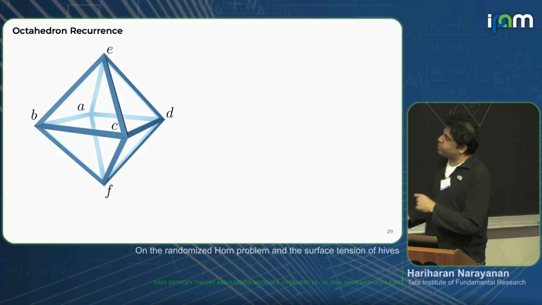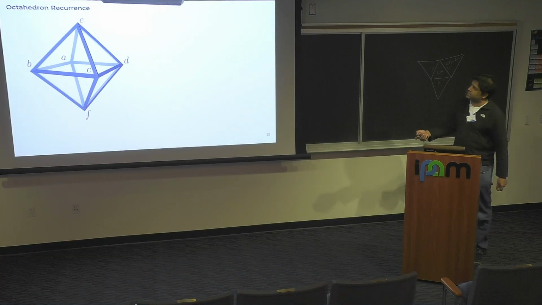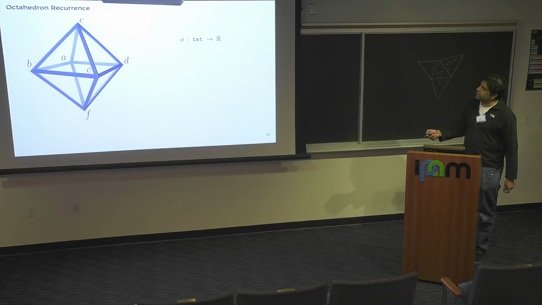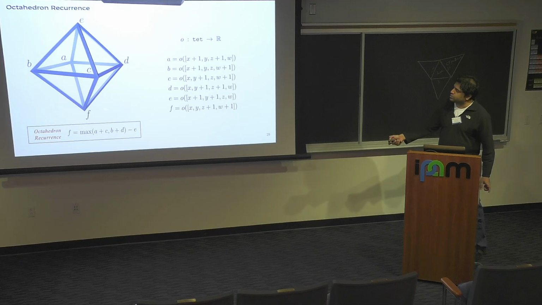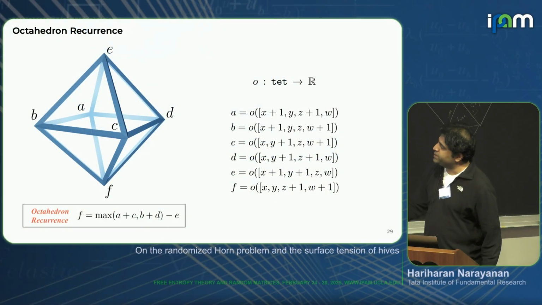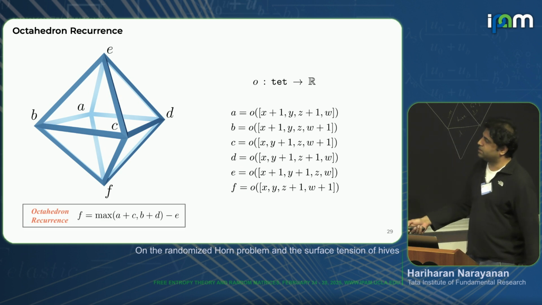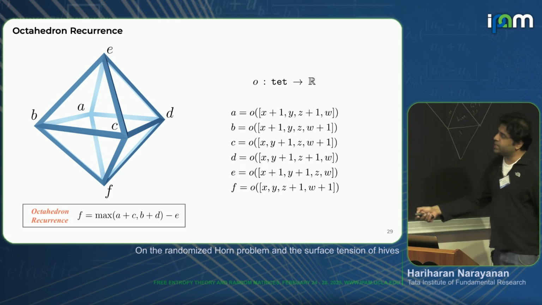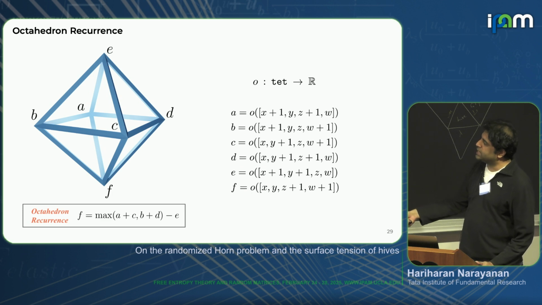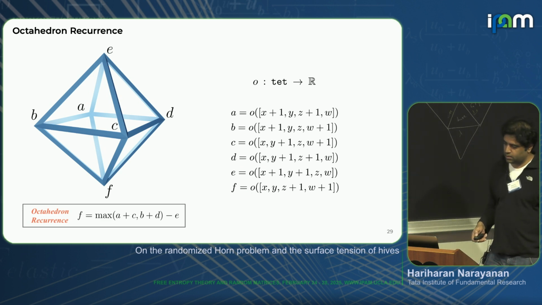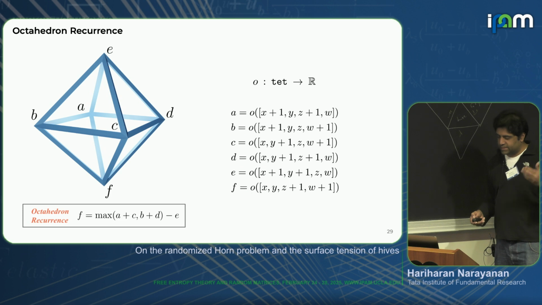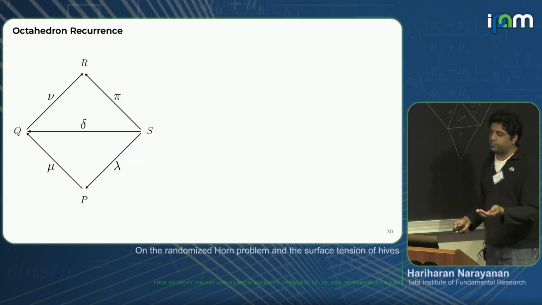What you do is for all the lattice points inside this tetrahedron, you require that this relation holds. So F plus E has to be equal to the max of B plus D and A plus C. Okay, so this is the octahedron recurrence. So if you have the top 5 values, the last value F gets determined by the top 5 values. So we're going to run this recurrence, and then you're going to get something on the bottom 2 panels.